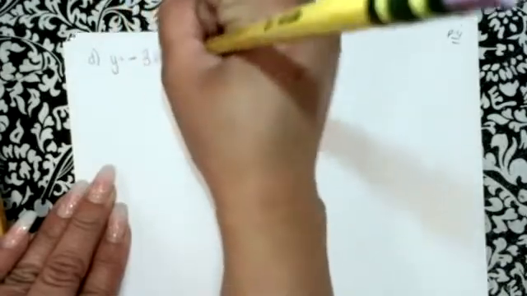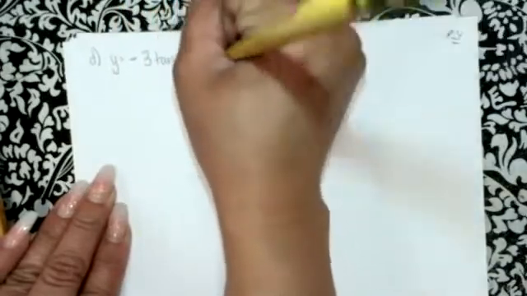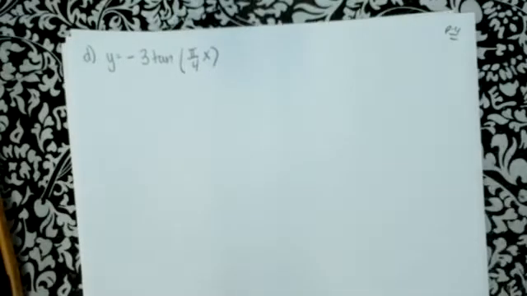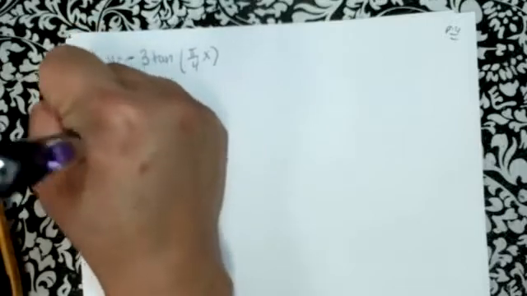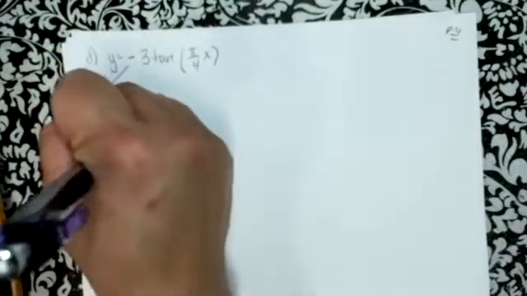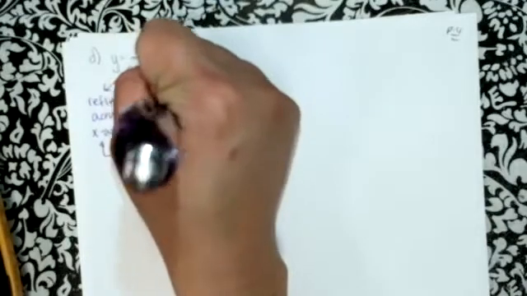Last one. So this one has quite a bit of transformations. Let's start off at the very front. The negative is going to reflect it across the x-axis. So keep in mind, it's going to look like this now. The 3 is going to be a vertical stretch by 3.